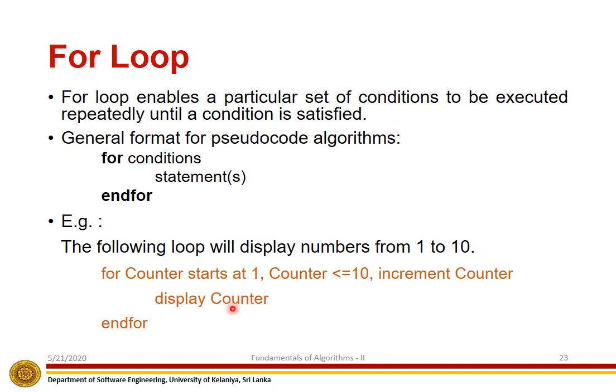After that, when displaying the 10, increment the counter, 10 plus 1, 11. 11 is greater than 10, then the loop is closed. Here, the initialization is checked only the very first time. So I think you got an idea about how the for loop works.